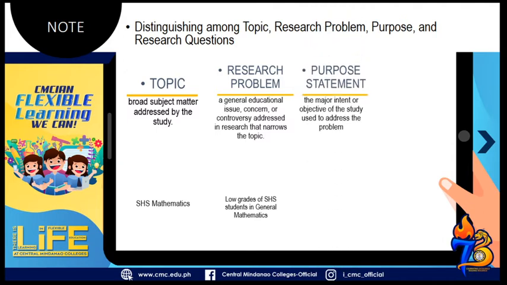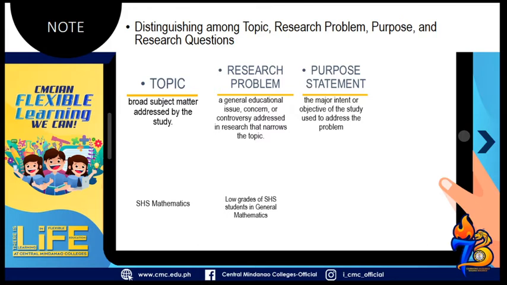Pag we talked about purpose statement, so purpose, why do we have a research? The major intent or objective of the study is used to address the problem. This would be our major intent. Why do we conduct the research?